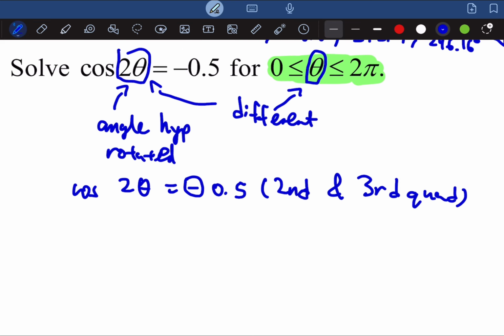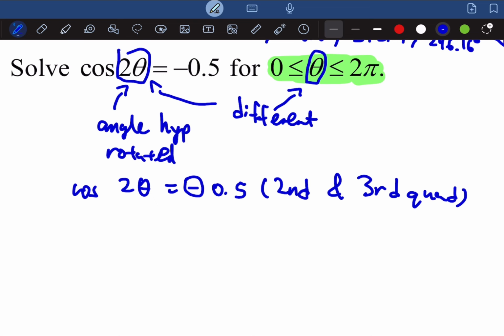With this, the next step, because it's already cosine, we can proceed to find the basic angle. Take note, the basic angle that we are going to find is the basic angle for 2 theta. Some of you may think, why must we find the basic angle of 2 theta? Why can't we find the basic angle, then divide by 2 to get the basic angle for theta? It doesn't work this way. There is only one basic angle. We cannot say that because it's cosine 2 theta, I will find the basic angle and divide by 2 to get the basic angle for theta. It doesn't work this way.